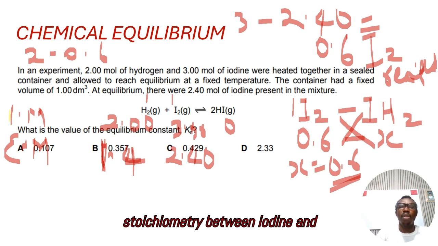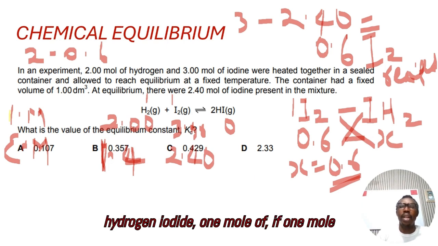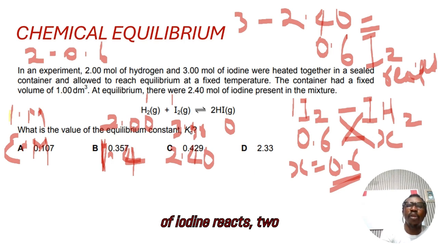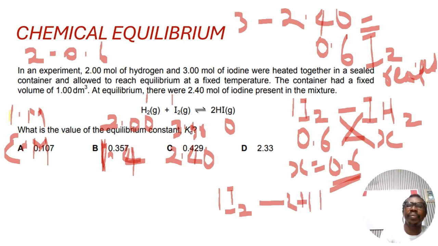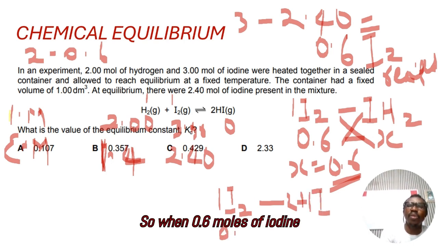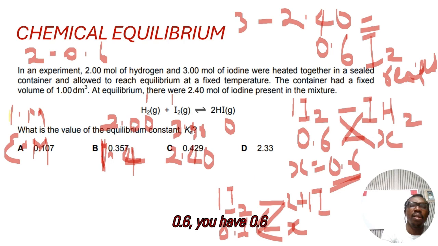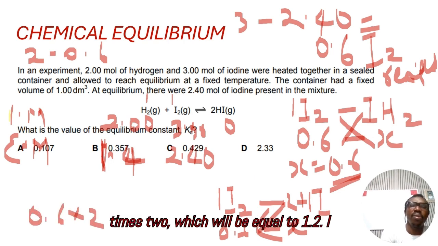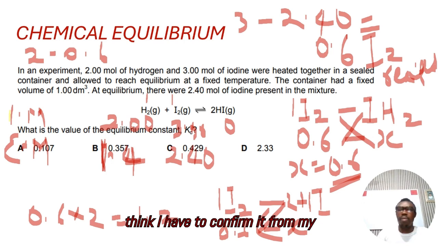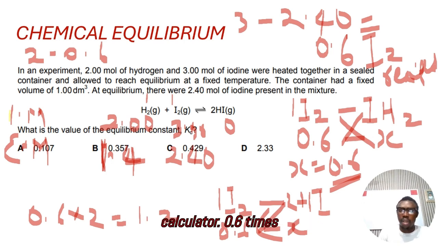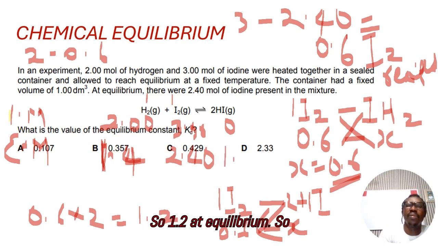Then, if you look at the stoichiometry between iodine and hydrogen iodide, 1 mole of iodine reacts, 2 moles of hydrogen iodide is formed. So when 0.6 moles of iodine reacts, how many moles of hydrogen iodide will be formed? So you cross multiply. You have 0.6 times 2, which will be equal to 1.2. I think I have to confirm it from my calculator. 0.6 times 2 is 1.2. So 1.2 at equilibrium.